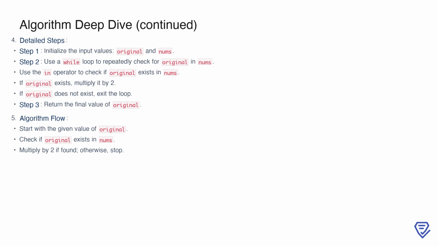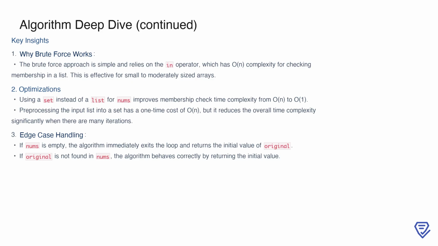The flow of the algorithm is straightforward: start with the given original, check for its presence in nums, double it if found, and stop when it's no longer there. This process ensures that we iteratively update original until the condition is met. The brute force approach works well here because it's simple and easy to implement. It relies on the in operator for membership checks, which has a time complexity of O(n) for lists. While this is efficient for smaller arrays, we can optimize the solution further.